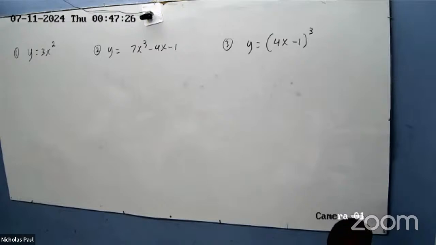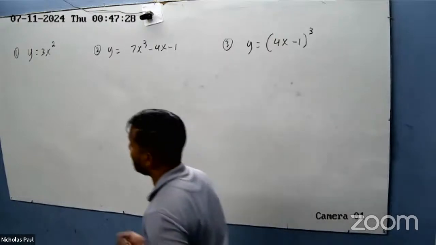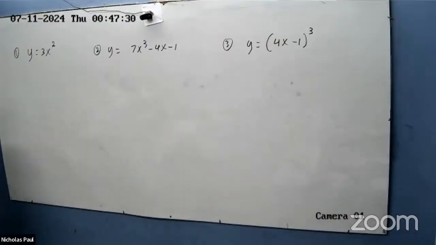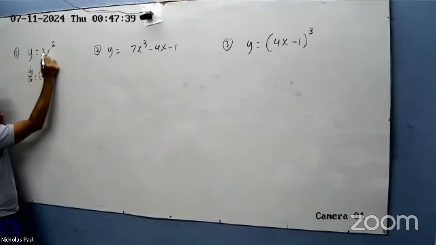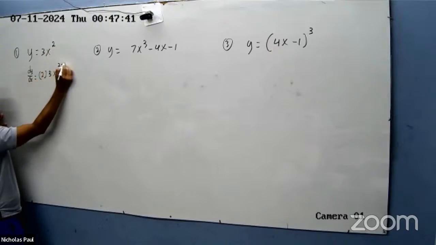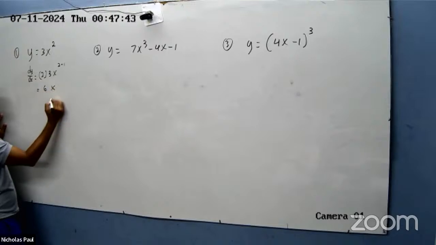Right. So because it's division, hopefully you know what's already, right? Let's see. How do we differentiate 3x squared? The differential could be written like this: dy dx. You bring down the power, you write back the 3, and you minus 1 for the power. So you'll get 6x. That's it.